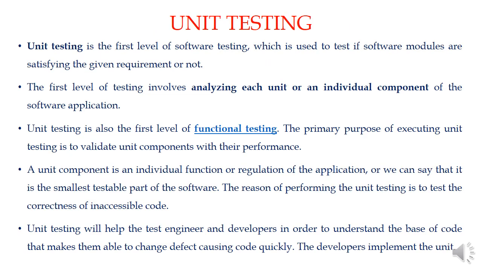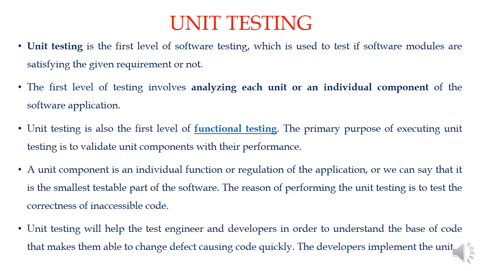Unit testing is the first level of software testing, which is used to test if software modules are satisfying the given requirement or not. The first level of testing involves analyzing each unit or individual component of the software application. Unit testing is also the first level of functional testing. The primary purpose of executing unit testing is to validate unit components for their performance. A unit component is an individual function or region of the application, or we can say that it's the smallest testable part of the software.